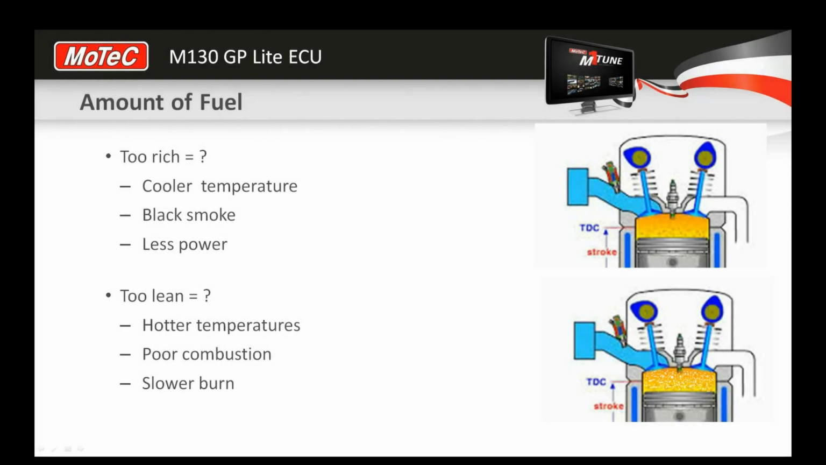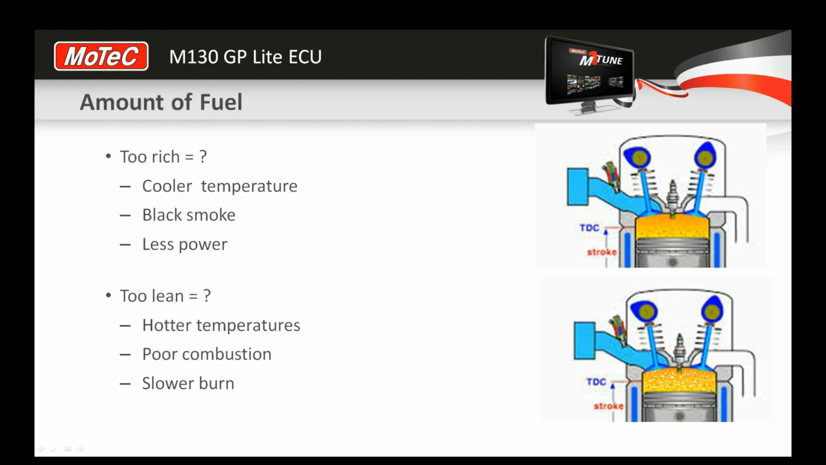Alright, so now some of the effects of running more and less fuel and what that does for the engine. So if we are richer than normal, and I understand that you don't necessarily know what normal is, but if we're running a very, very rich air-fuel ratio or rich lambda, then we can expect our engine temperature, air temperatures or exhaust temperatures to go down. If we're on petrol, we can expect black smoke, and we can expect that the richer you go away from the ideal, the less power that you're going to get.